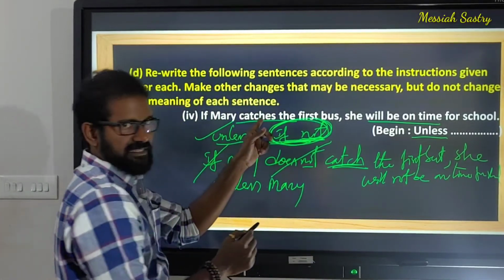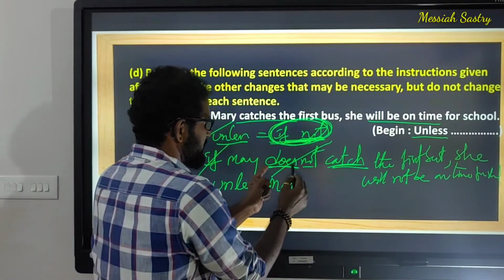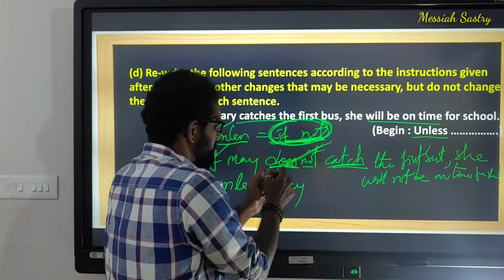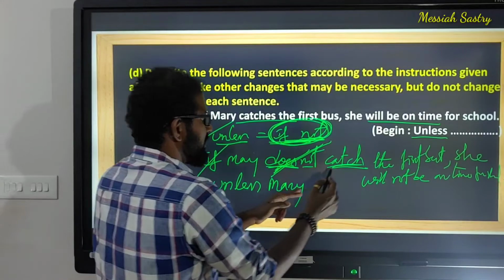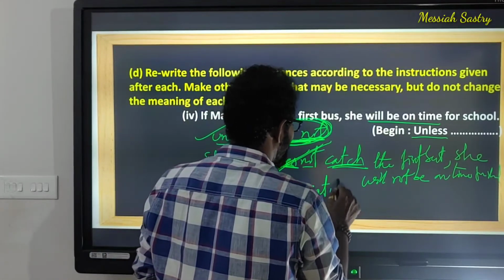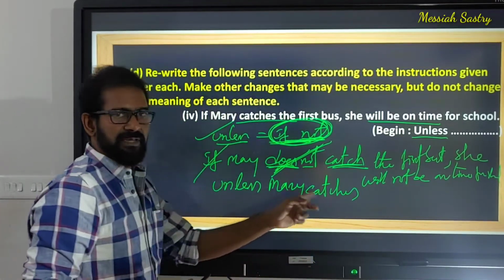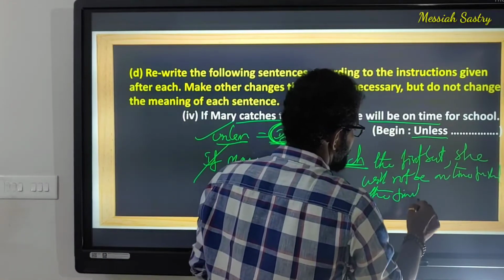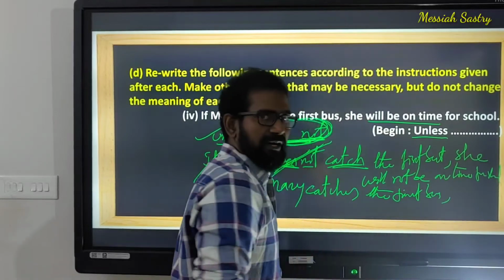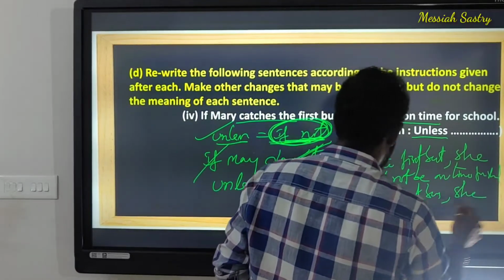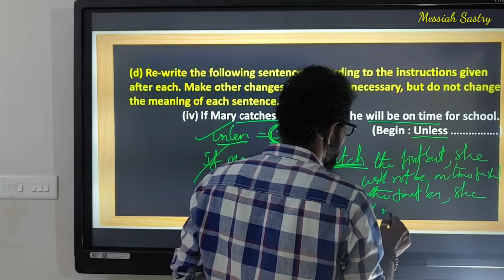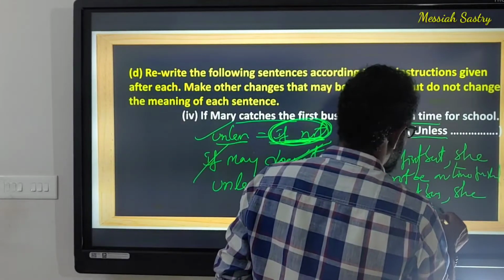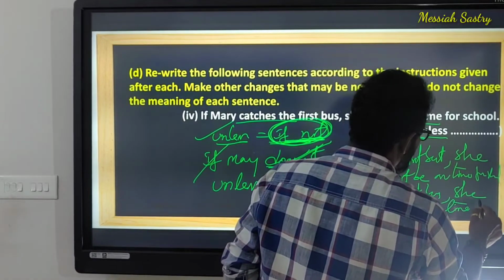Again, you just go with the catches. Before we used "does", so we write "catch". When we remove this "not" and "does not", then Mary catches. Unless Mary catches the first bus, she will not be on time for school.